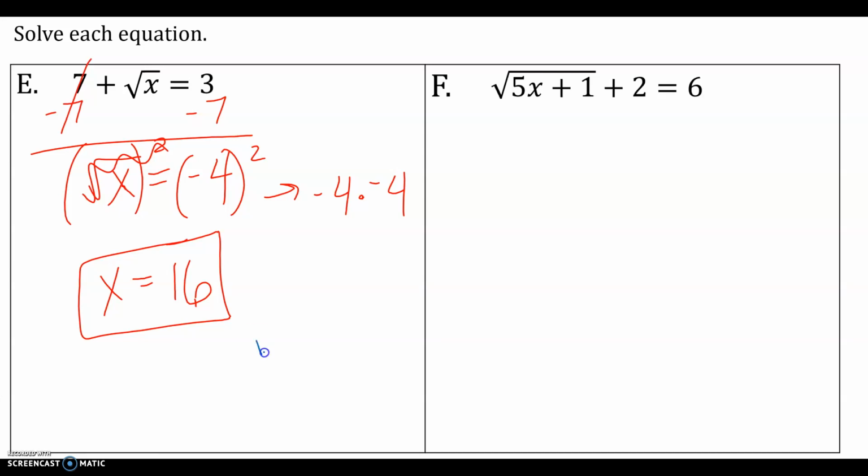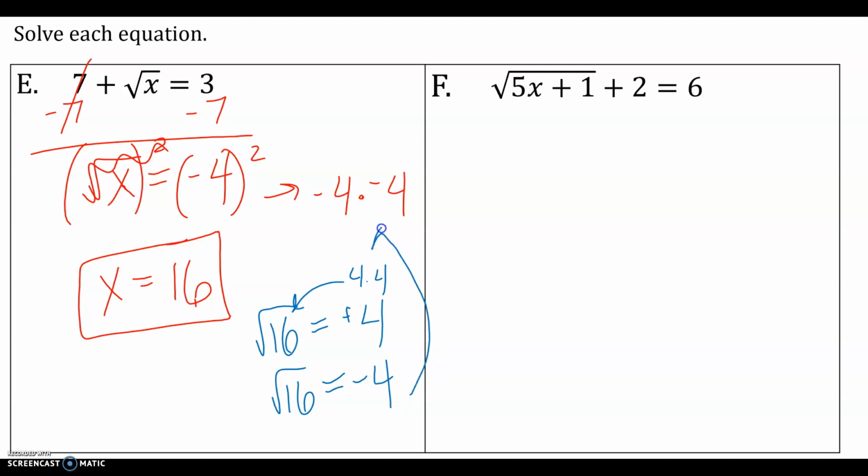So if you remember, the radical of 16 technically does have two answers. It has a positive 4, right, because 4 times 4 is 16, but the radical of 16 also has a negative 4 because of this reason of having a negative 4 times a negative 4. So just FYI, a square root does technically have a positive and a negative answer.